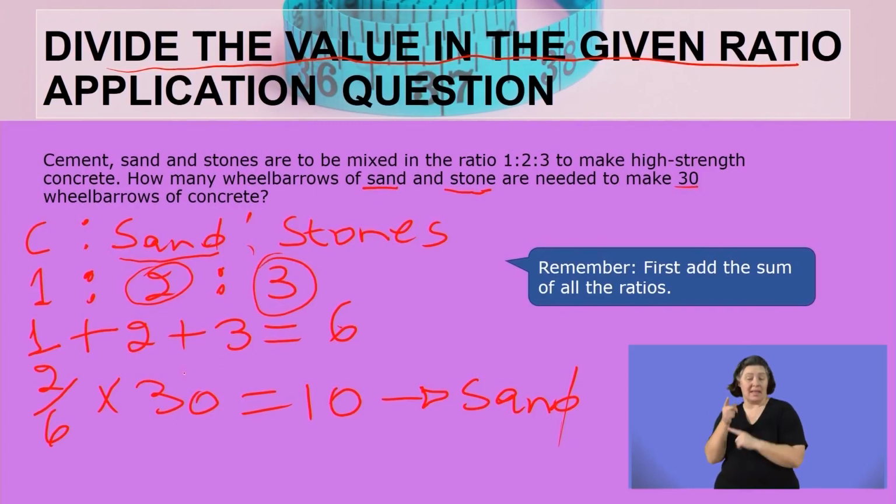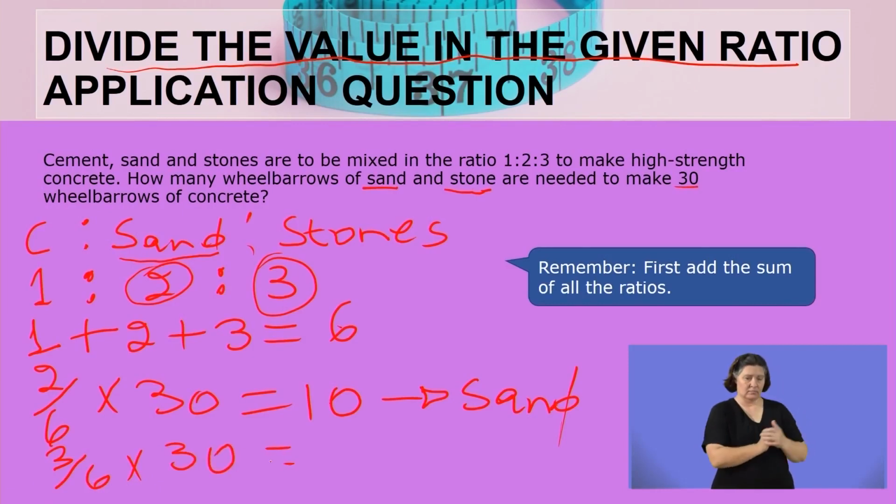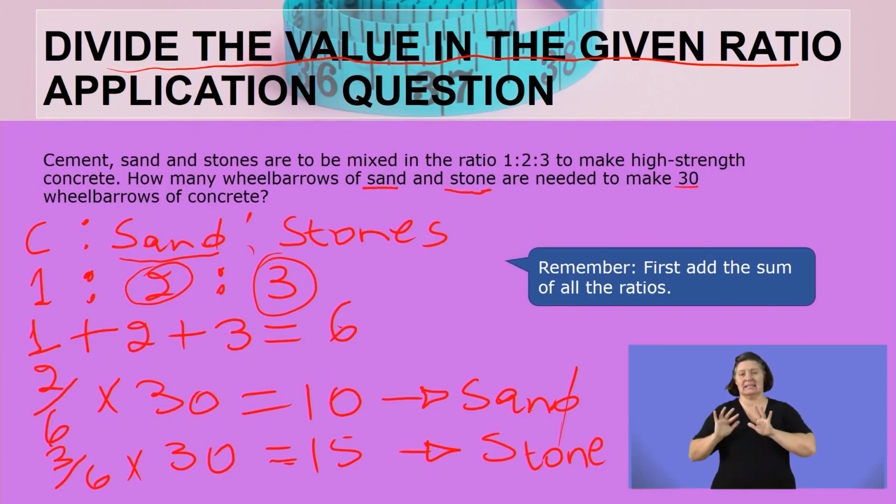We know the proportion of stones is 3. So we can write 3 divided by 6. We multiply by the total, which is 30. And let us press the calculator together. So we will have 3 divided by 6, multiply by 30. And then what we get, let me press again. I think I made a mistake because I don't get the answer. 3 divided by 6, multiply by 30. What I get is 15. So we need 15 wheelbarrows of stones and we need 10 wheelbarrows of sand. This is the calculation which was needed.